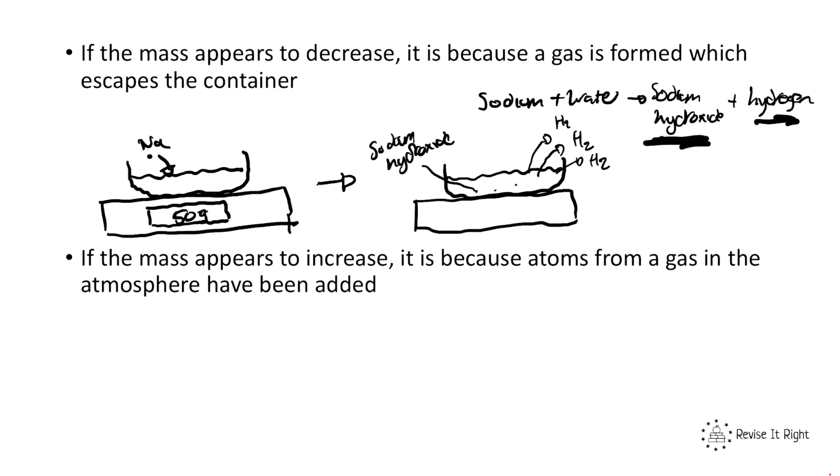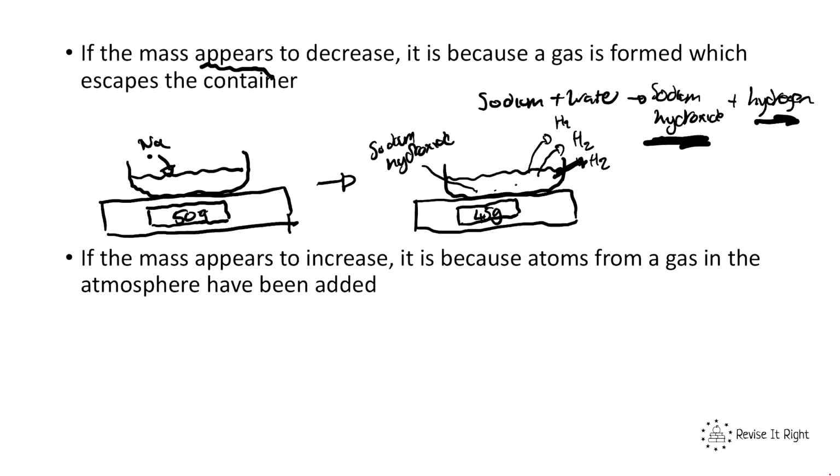So because the hydrogen has escaped from the container, the scales are going to go down. For example, these scales might read 45 grams because we've lost the hydrogen gas from the container into the atmosphere. So in this example, it appears like the mass has gone down in the reaction. It appears like mass has been lost.